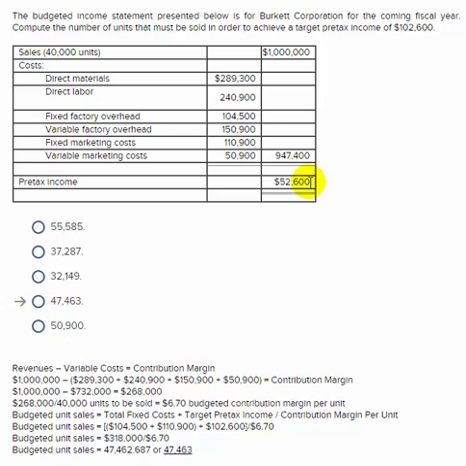Now, to work this problem, you need one simple formula, which is down here. We're looking for the number of units that must be sold in order to achieve a target pre-tax income of 102,600. Budgeted unit sales is equal to total fixed cost plus target pre-tax income, added up and divided by the contribution margin per unit. But we have to do some preliminary calculations before we can use this formula. So let's go back up a little bit.